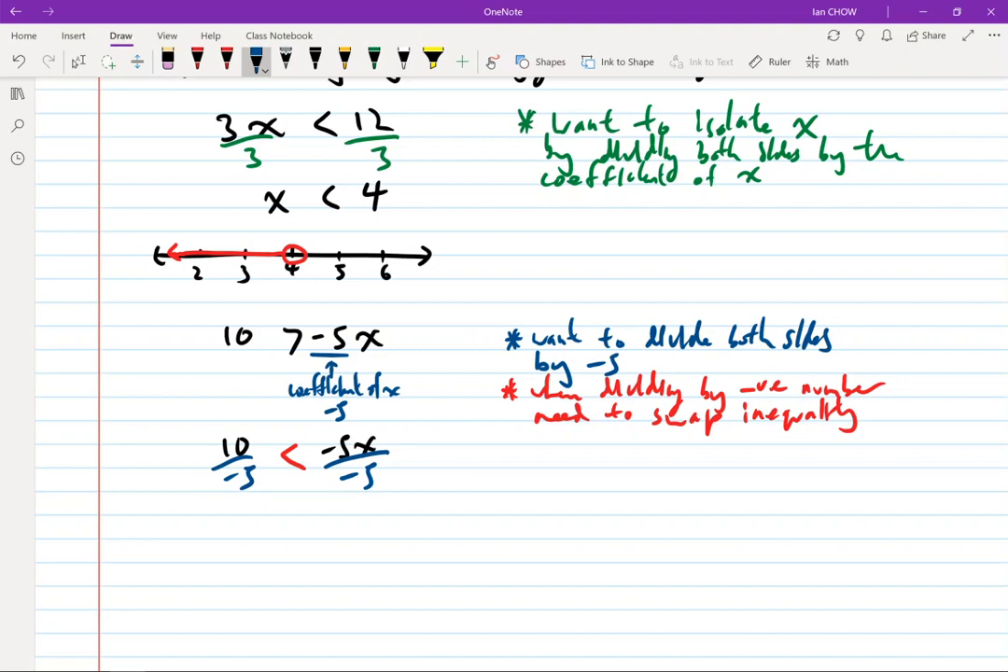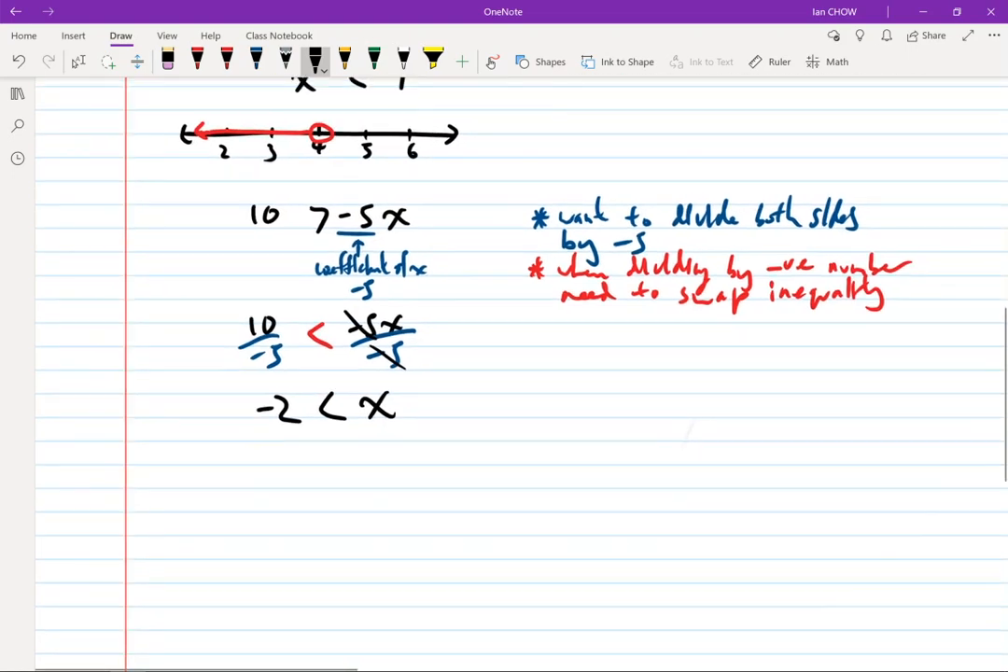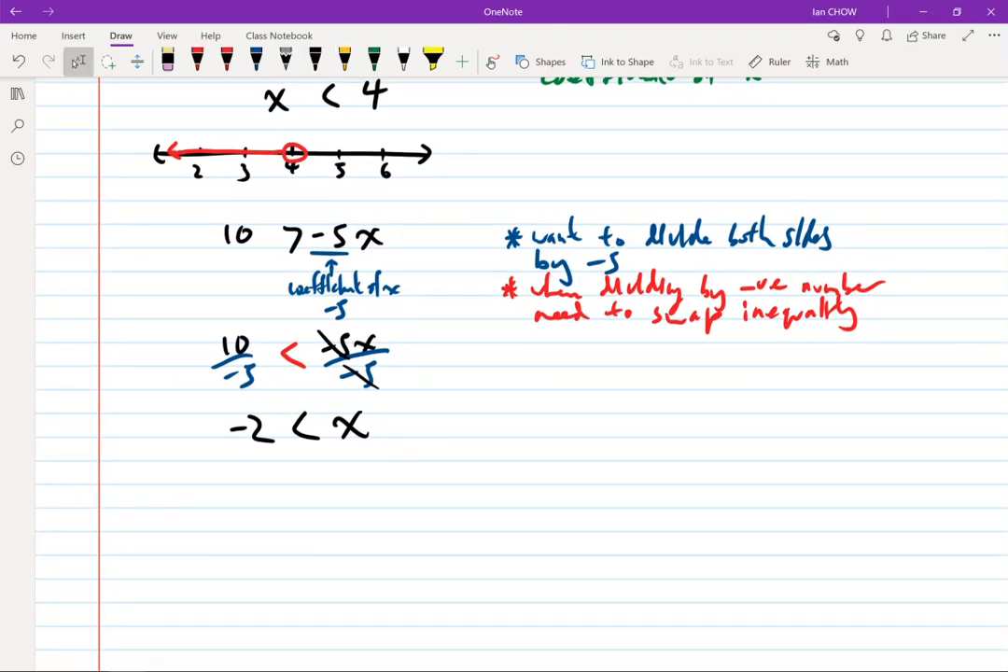Once we have divided both sides, the negative 5 and the negative 5 cancel out. And so x is greater than 10 divided by negative 5, which is negative 2. So we have swapped the inequality from 10 is greater than negative 5x into negative 2 is less than x. And then the last step is we're just going to mirror everything to put x back on the left side, because we're used to x being on the left side.